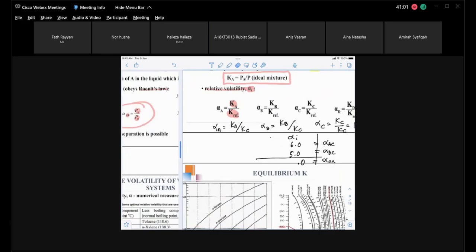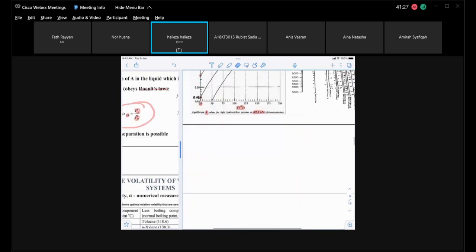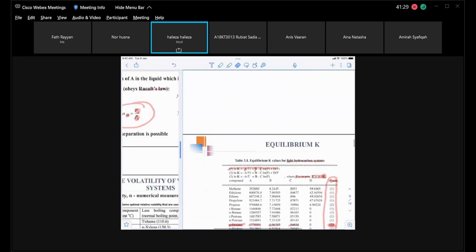Before you can proceed to do your calculation for the number of stages and the minimum reflux ratio, the questions are similar. You'll be asked, what is the minimum reflux ratio? What is the minimum number of stages? What is the theoretical number of stages? Where is the feed location? They are very similar to binary. It's just that now you'll be dealing with more components.